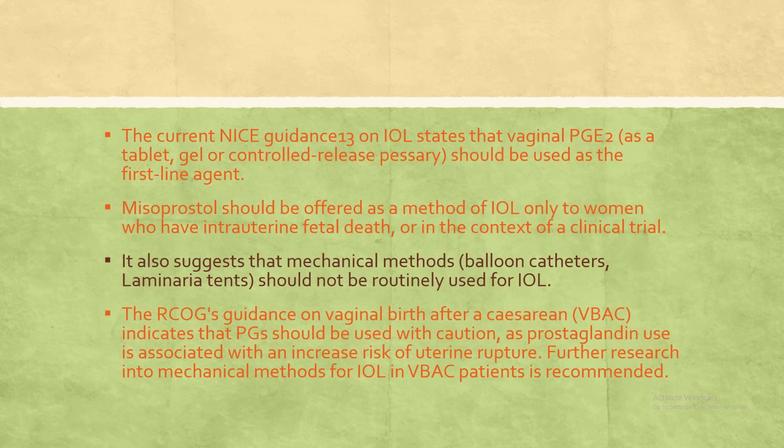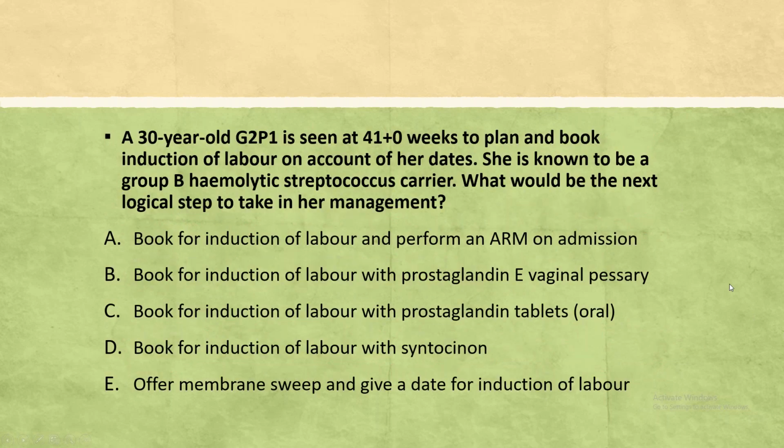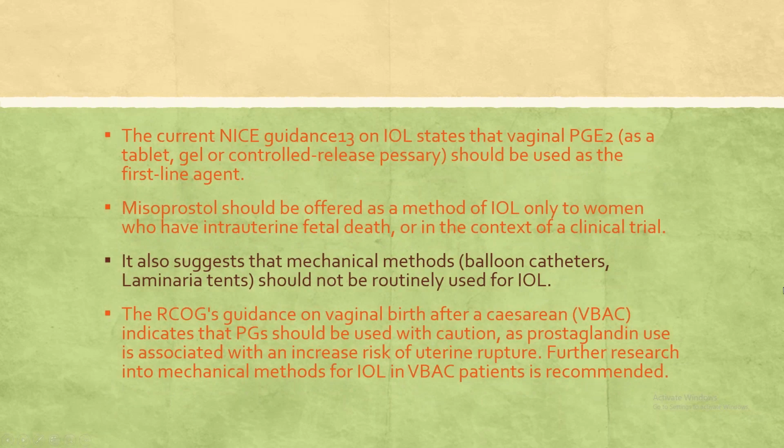Mechanical methods should not be used routinely for IOL. So I'm telling you all the NICE recommendations. Then the RCOG guidance on VBAC, that is previous cesarean section cases, indicates that prostaglandin should be used with caution because it is associated with increased risk of uterine rupture. So further research into mechanical methods for IOL in VBAC patients is required. So this is regarding this IOL talk.